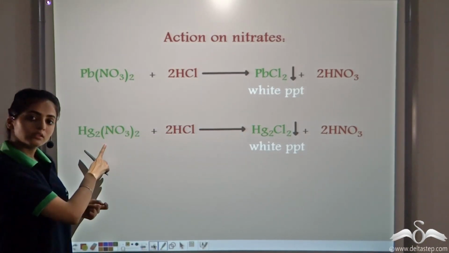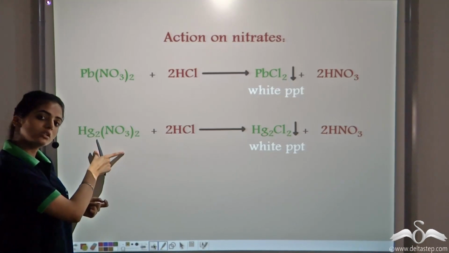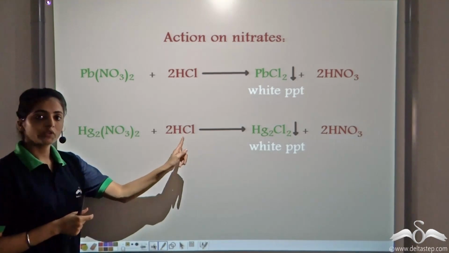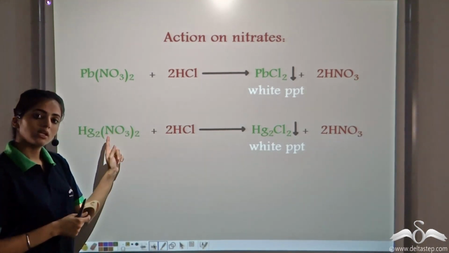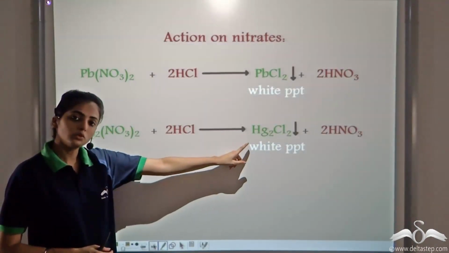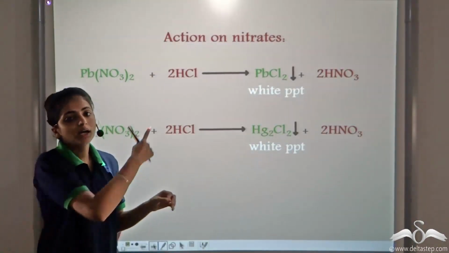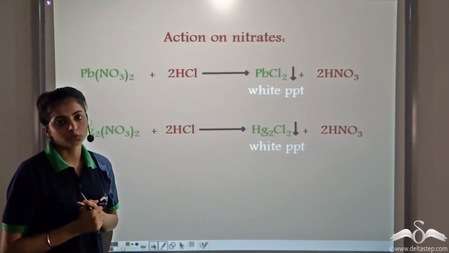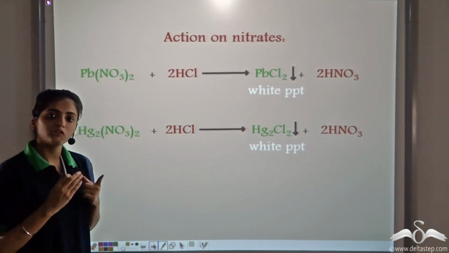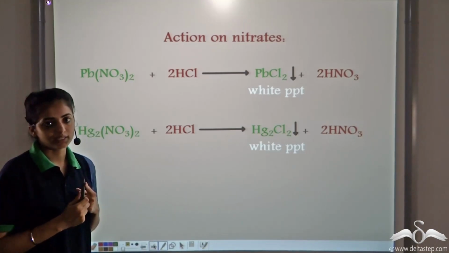Similarly, we have one salt, that is mercurous nitrate. This reacts with HCl. So we have one acid, one salt. When they react, they form another salt, that is Hg2Cl2, which is again a white precipitate, and another acid, which is HNO3. So when one salt reacts with one acid, it forms another salt and another acid.